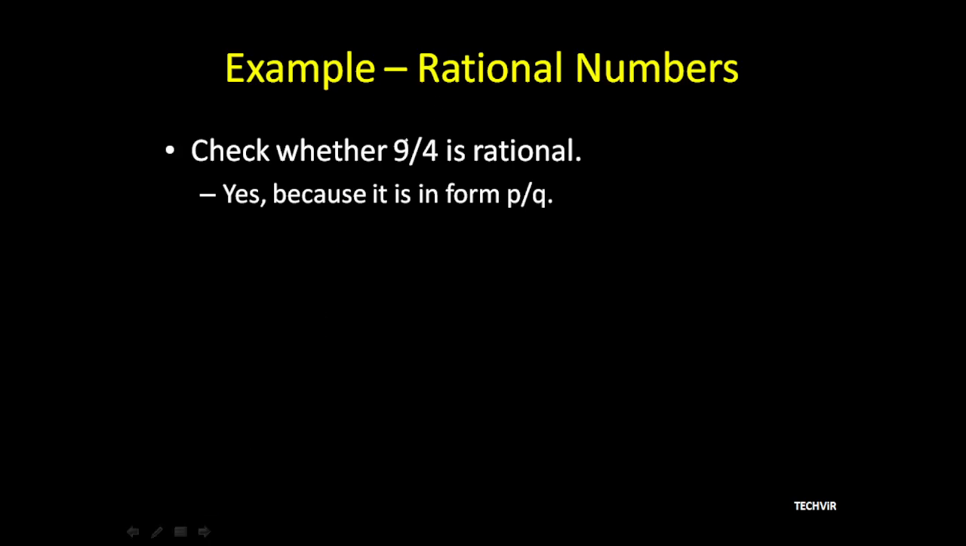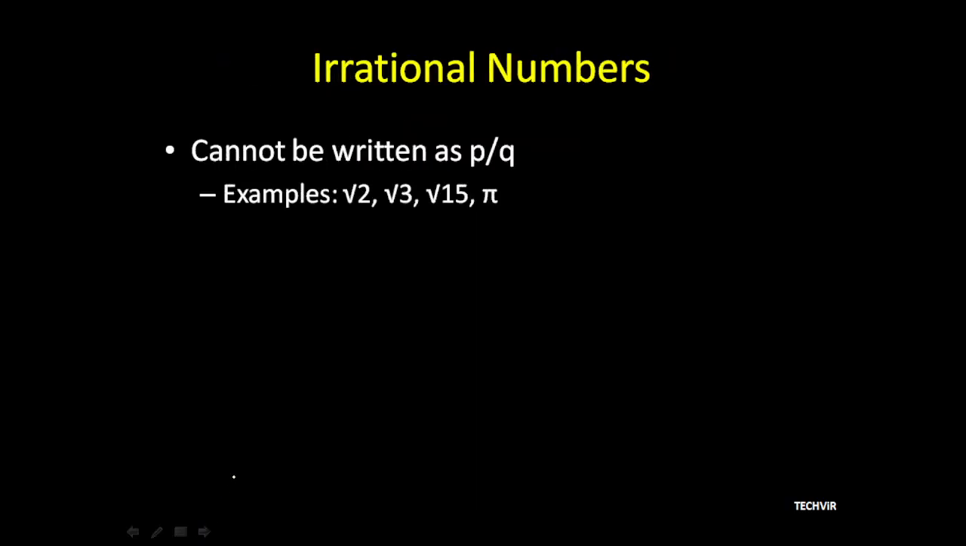This question is for you. Check whether 9 by 4 is rational or not. So yes, it is a rational number. Why? Because we can express it in the form of P upon Q, where both 9 and 4 are what? Integers, and the denominator is equal to 4. It is not 0, right? So this is nothing but a rational number, right?